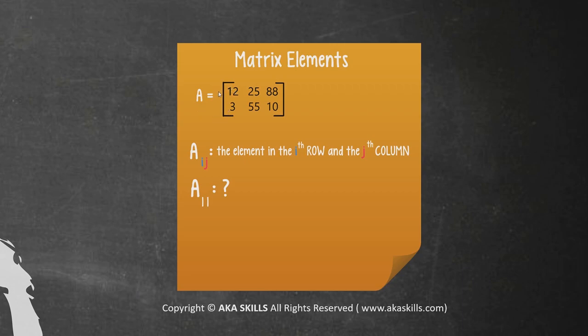In math, usually matrix counting starts from 1. But in programming languages, usually it starts from 0. So you have to pay attention: is it 0 indexed or 1 indexed? Mostly we're going to use 1 indexed here in the math explanation. And when we go to a programming language, I will note whether we use 0 index or 1 index. Here we are using 1 index, so we can say that A 1 1 is 12.